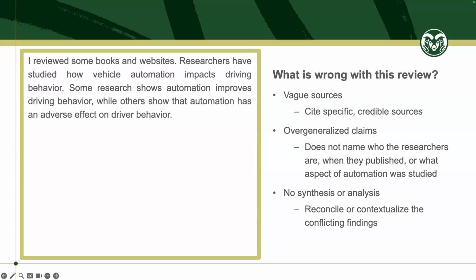We don't want to make overgeneralized claims. It doesn't name who the researchers are or when they published it. Like, was this published 60 years ago when automation didn't even exist, and it was a hypothetical situation? You want to provide some context there. Or what aspect of automation was studied? Was it fully supervised, unsupervised? What was the level of automation that they looked at? And then there's no synthesis or analysis. You need to reconcile or contextualize those conflicting findings. While you're able to detect more pedestrians, you're slower to respond. That is reconciling the conflicting findings.